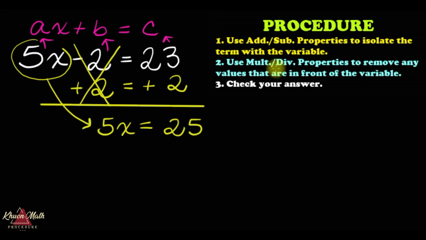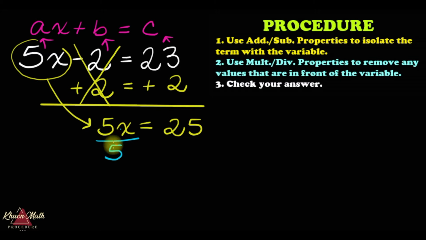Step 2 is to use multiplication or division property to remove any values that are in front of the variable. So we have a 5x in front of the variable. That's a times 5. So how do you get rid of the times 5? Well, to get rid of it, you do the opposite. Opposite of multiply is divide. So we want to divide this by 5.